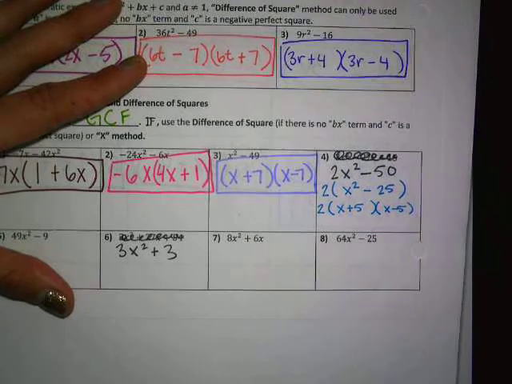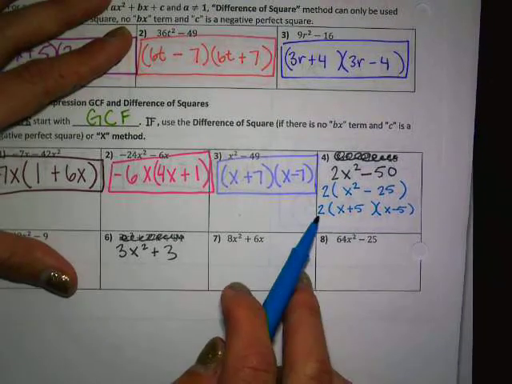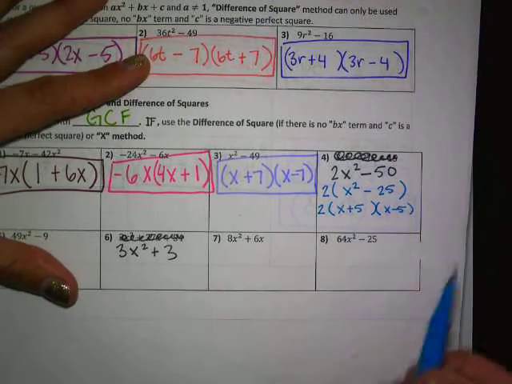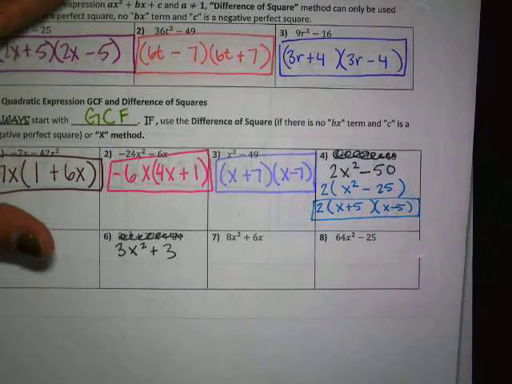Wait, I have a question. Why is one of the x's outside? Because 50 doesn't have an x, and so you can't take an x out. Okay. And then you're done.